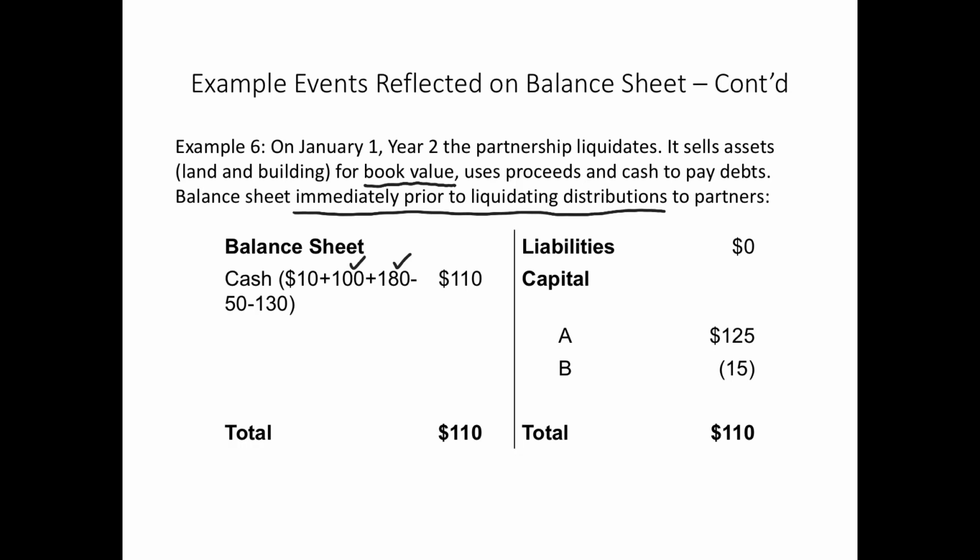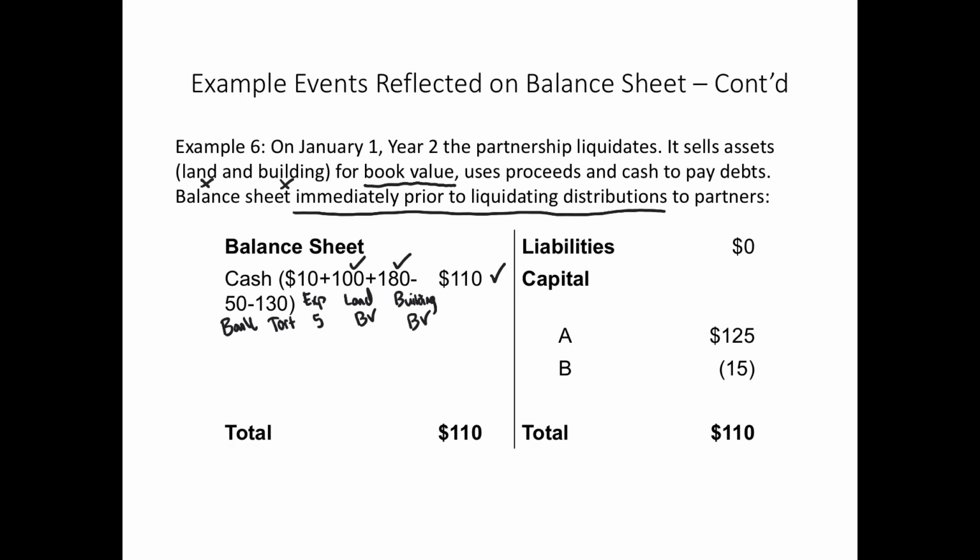So we do not have the land and building anymore. Those are gone, right? They've been sold. We just have cash. So the cash balance is, well, in example 5, we had a balance of 10. When we sold the land, we get the book value of 100. We sell the building, we get the book value of 180, right? Bringing that over from the previous problem. We pay off the bank debt, and then we also pay off the tort debt. And that gives us a balance of 110.